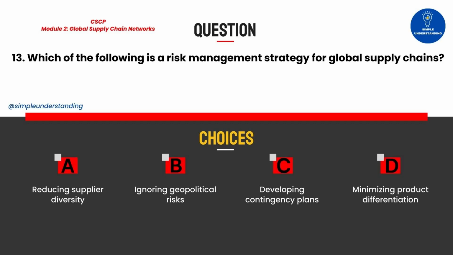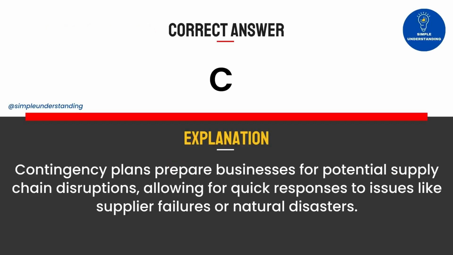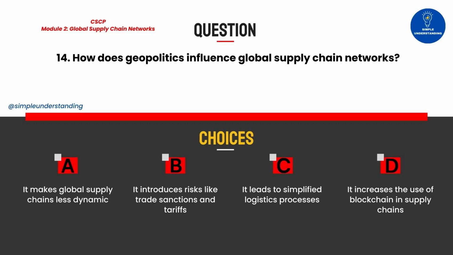13. Which of the following is a risk management strategy for global supply chains? A. Reducing supplier diversity. B. Ignoring geopolitical risks. C. Developing contingency plans. D. Minimizing product differentiation. Correct answer: C. Explanation: Contingency plans prepare businesses for potential supply chain disruptions, allowing for quick responses to issues like supplier failures or natural disasters. 14. How does geopolitics influence global supply chain networks?